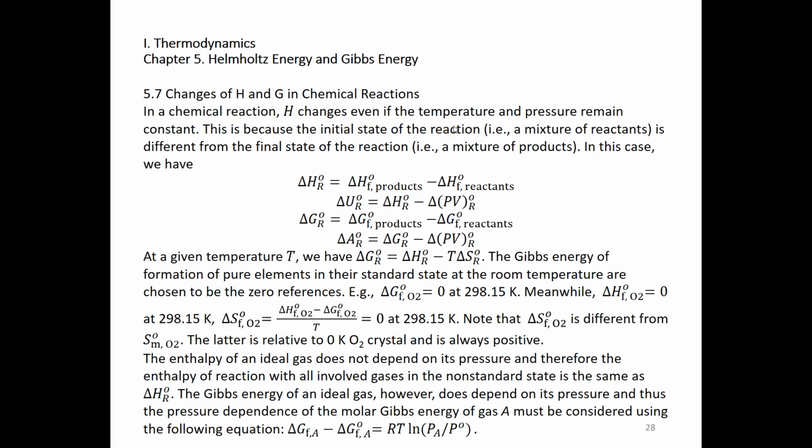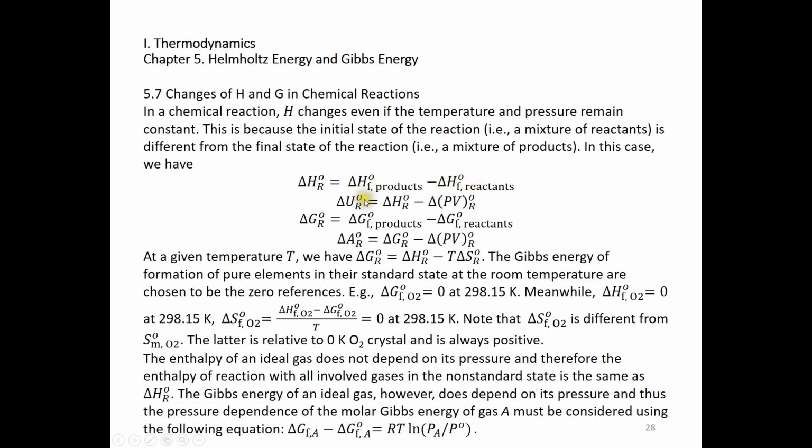This is just because the initial state of the reaction system is different from the final state of the reaction system. In the initial state, we have reactants. In the final state, we have products. They're just different, even if they are at the same temperature and same pressure. In this case, we have the standard enthalpy of reaction is equal to the standard enthalpy of formation of products minus the standard enthalpy of formation of reactants.